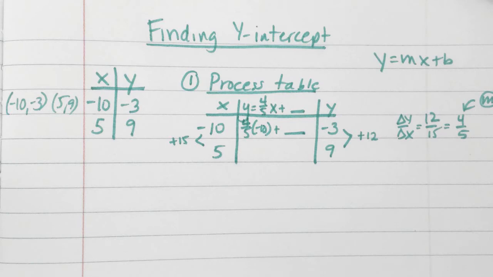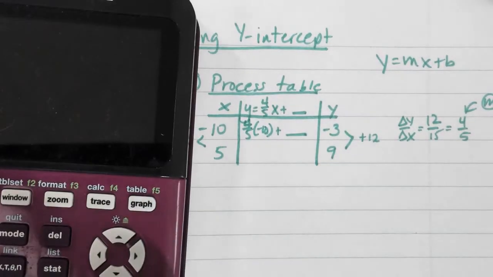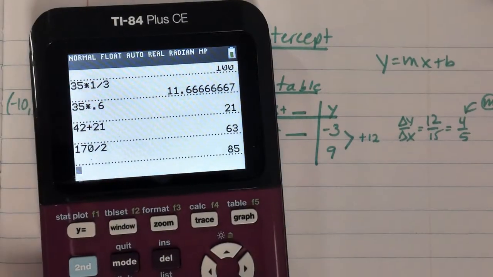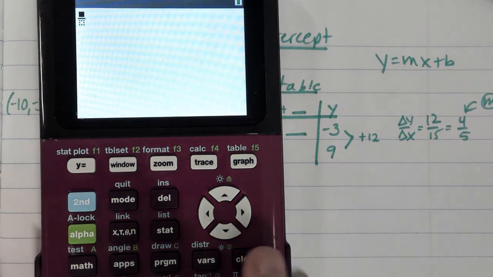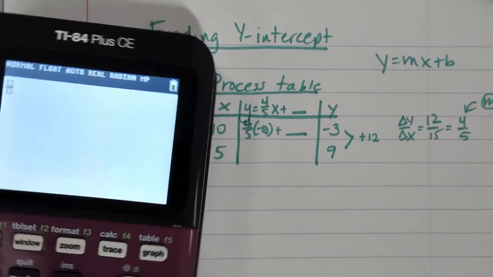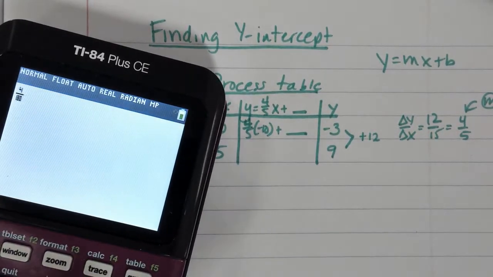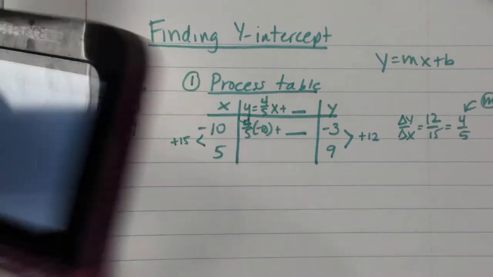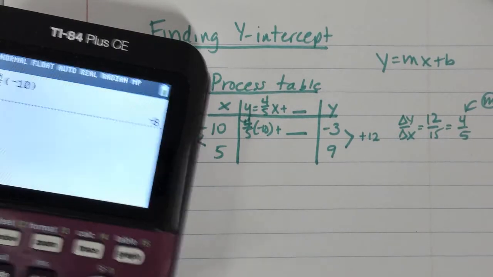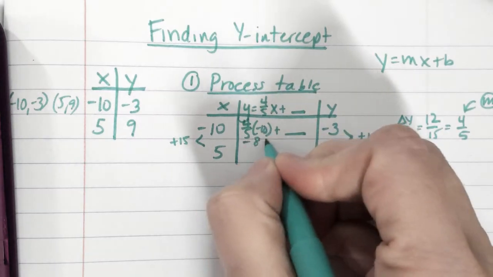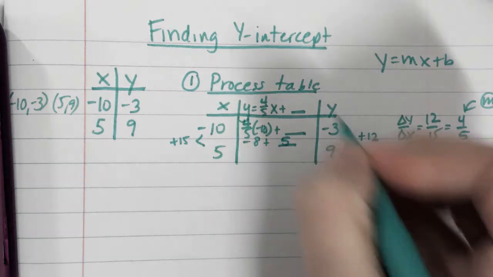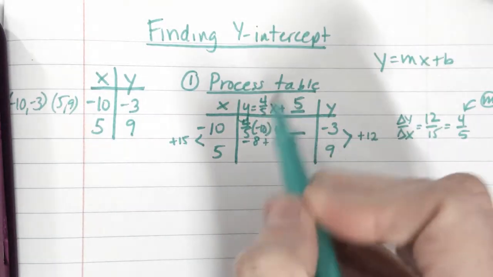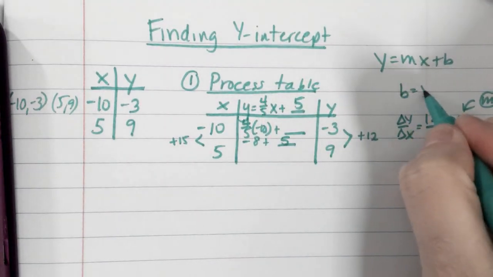And then I'm going to use my calculator. So remember, if I want to put a fraction, I do alpha y equals. So again, I put the alpha button on y equals and hit enter. Right here I have 4/5 times -10, and I get -8. So -8 plus something equals -3. Well, to get from -8 to -3, I've got to go up 5. So I think that's my y-intercept. I think that b is 5.